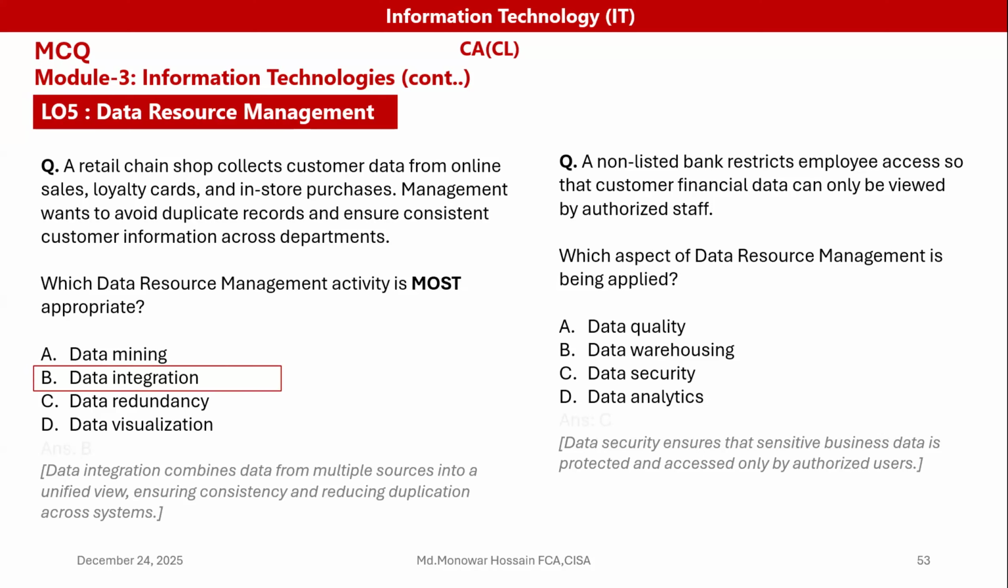And another one: a bank restricts employee access so that customer financial data can only be viewed by authorized staff. Which aspect of data resource management is applied? C, data security, because data security ensures that sensitive business data is protected and accessed only by authorized users. Answer C.